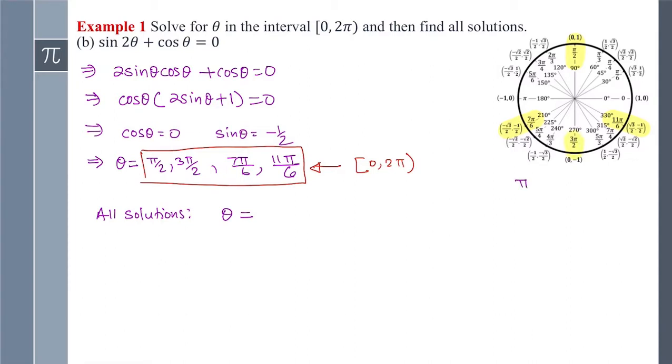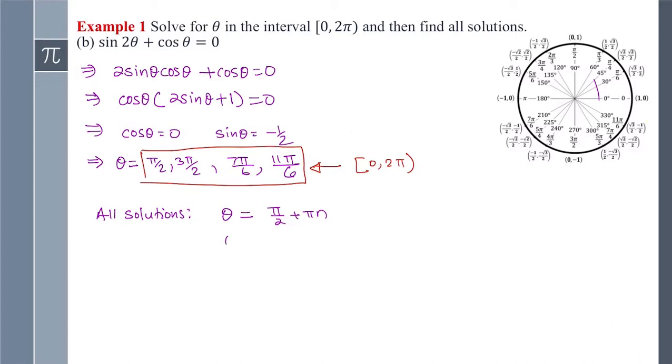We can write pi over 2 plus pi n, which means if we take n equals 0, we get pi over 2. If we take n equals 1, we get pi over 2 plus pi, which is 3 pi over 2. And if n equals 2, then adding another pi would take us here, and then adding pi will take us here. So it just keeps bouncing between these two values. That's what we want. So instead of writing pi over 2 plus 2 pi n and 3 pi over 2 plus 2 pi n, we can just write pi over 2 plus pi n, where n is an integer.